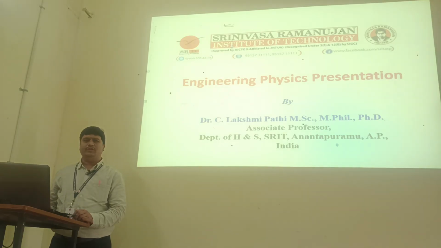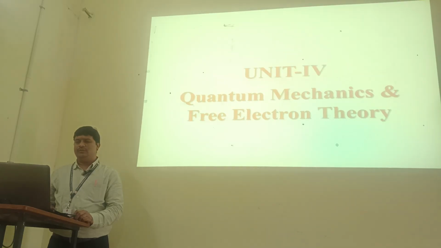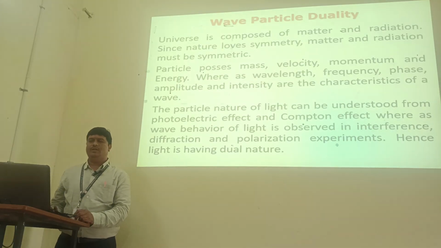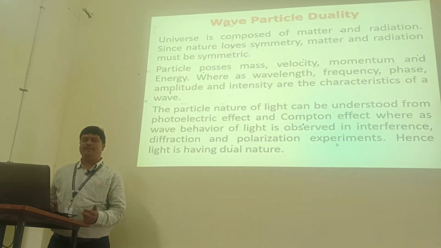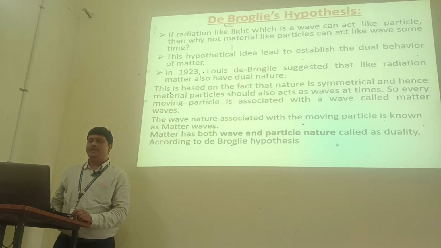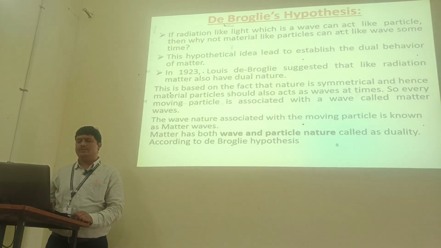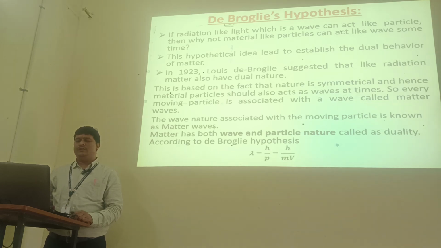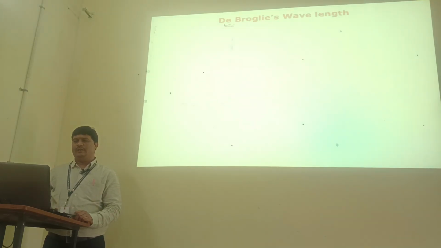Today we are discussing the fourth unit, that is quantum mechanics and free electron theory. In quantum mechanics and free electron theory, we have the topics wave-particle dual nature. That means matter has both particle nature and wave nature. Next, the de Broglie hypothesis. It describes matter waves, that is particle nature and wave nature. And he also described the de Broglie wavelength, that is lambda equal to h by p, which equals h by mv.